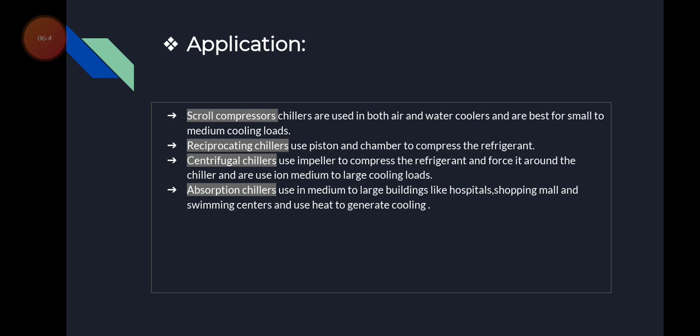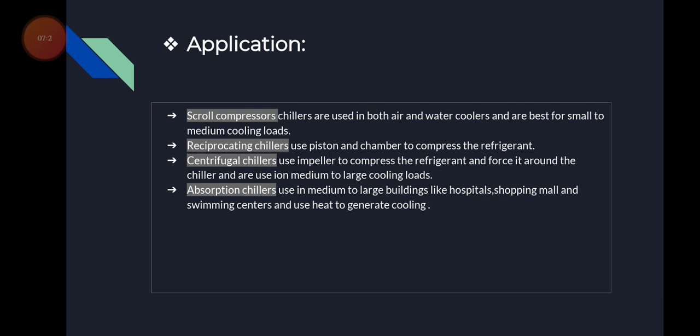For example, scroll compressor chillers are used in both air and water coolers and are best for small to medium loads. Then the reciprocating chiller uses a piston and chamber to compress the refrigerant. Centrifugal chillers use an impeller to compress the refrigerant and are used for medium to large cooling loads. And then come the absorption chillers, which are used in medium to large buildings like hospitals, shopping malls, and swimming centers, and used to generate cooling.